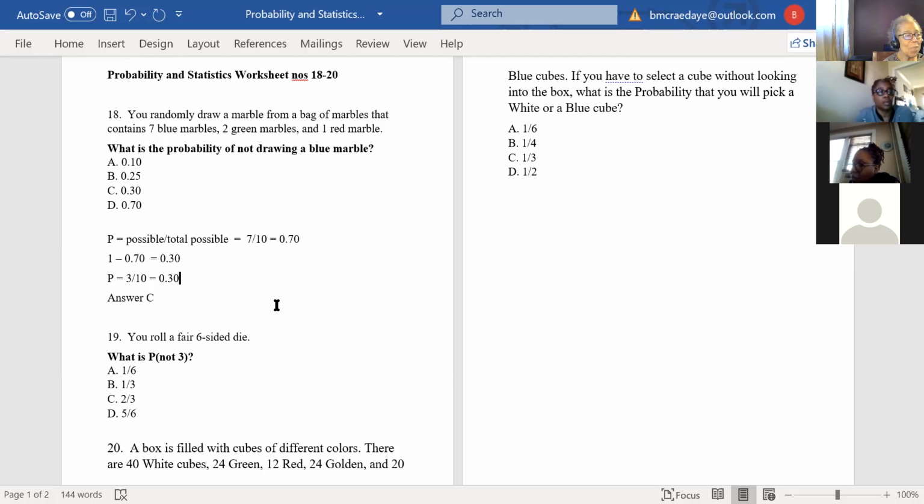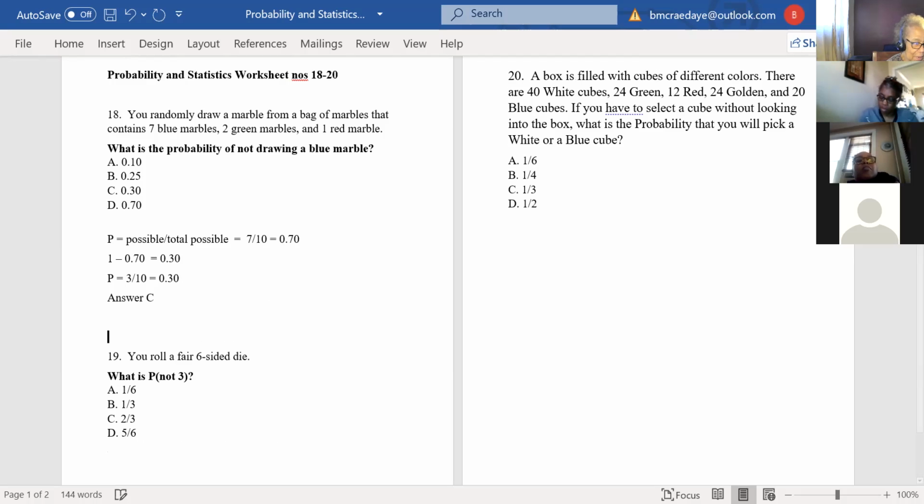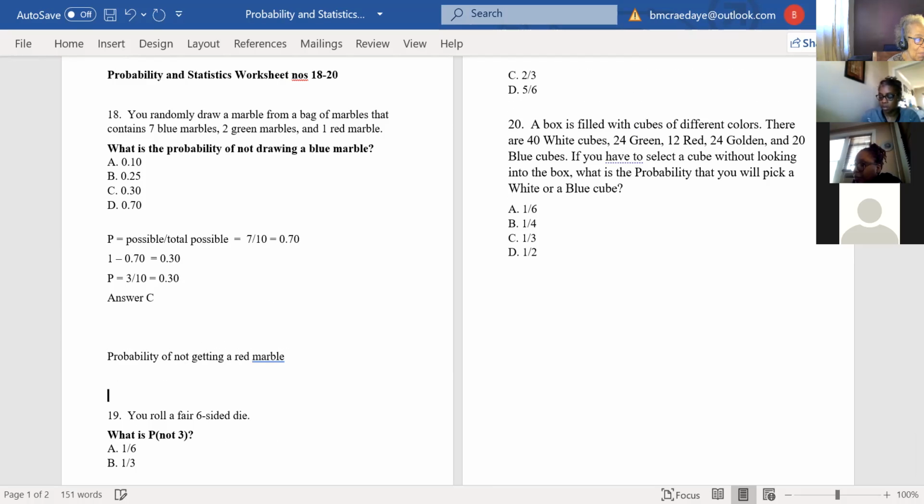Probability of not getting a red. That's what I'm asking you now. Okay. I'll write it down: probability of not getting a red marble. Now that you should be able to tell me right away, right? What is it? The probability of not getting a red.